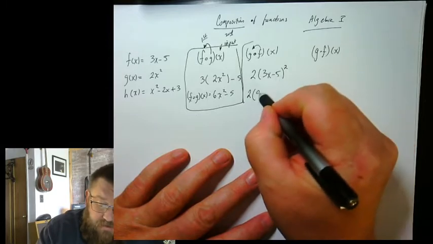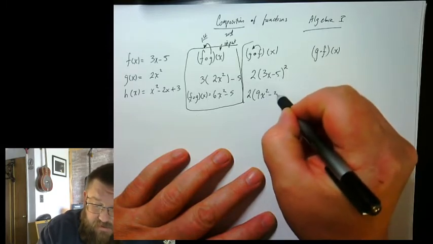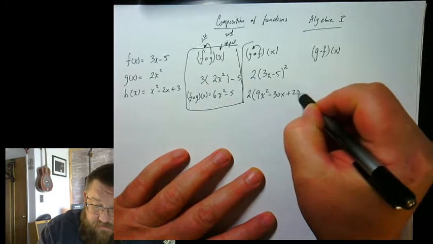So let's see. If we square this, we're going to get 9x squared minus 30x plus 25.